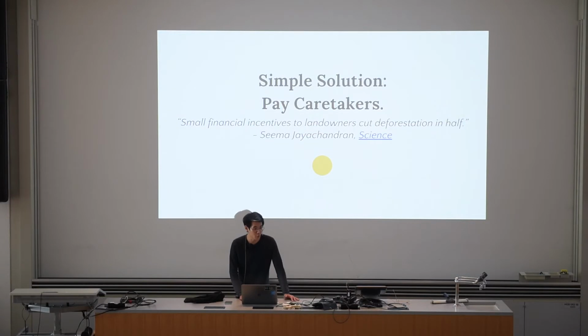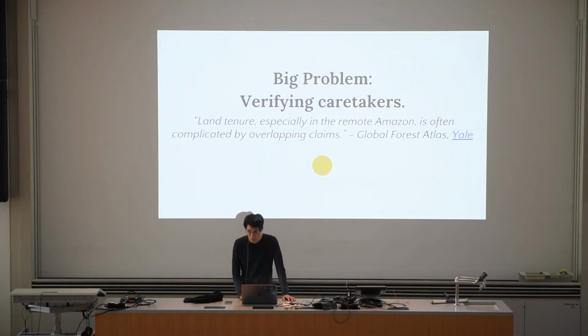So there's one simple solution which was proposed in a science study many years ago. They studied giving those local farmers in Uganda, I think, small financial incentives, and could measure that it would cut deforestation by half if they have financial independence from cutting the forests. So the problem about that is, if you give money to people, who do you give it to, right?